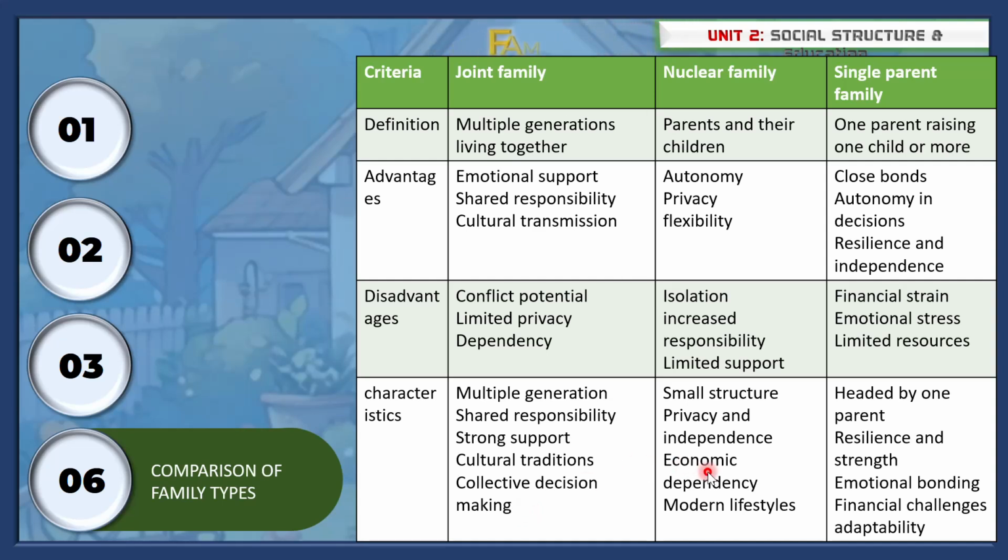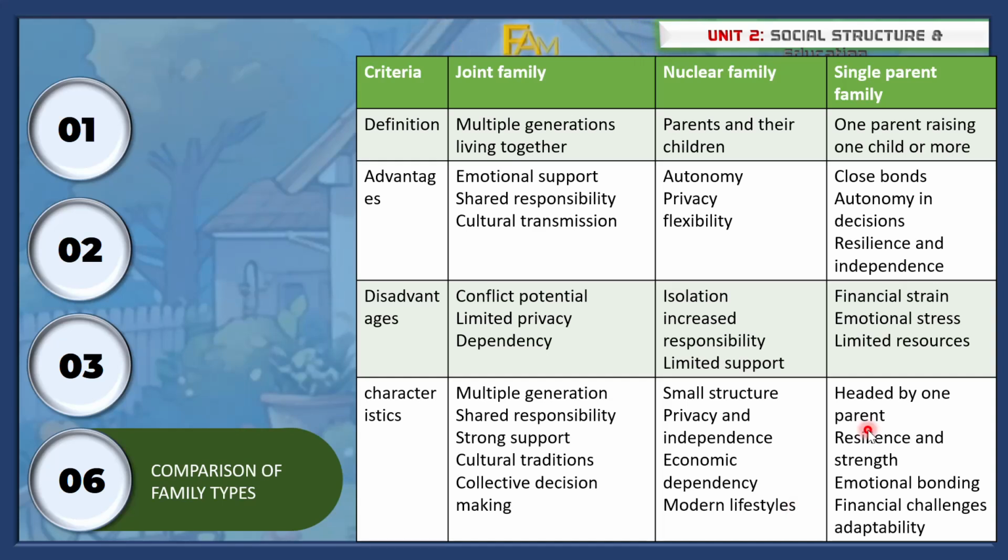Then let's have a look at characteristics of nuclear family. Small structure, limited to parents and their children. Then privacy and independence. Members enjoy personal space and autonomy. Close emotional bonds. Focus on immediate family relationships. Economic independence. Solely reliant on the earning members of the household. Then modern lifestyle. Adapted to urban environments and often focused on career growth.